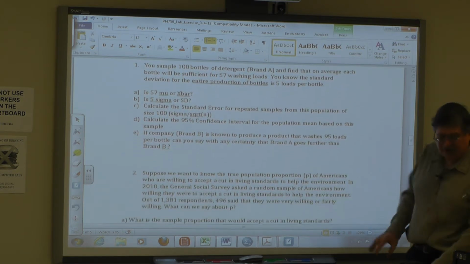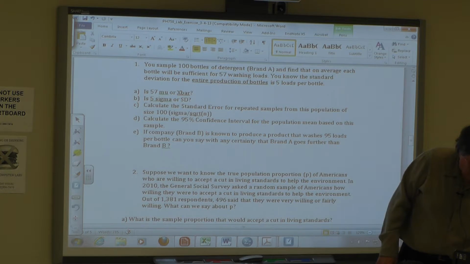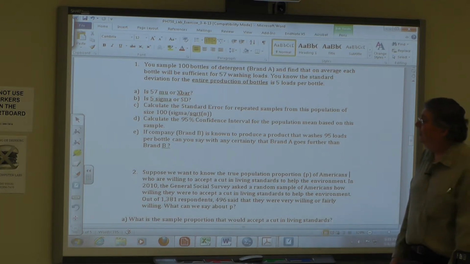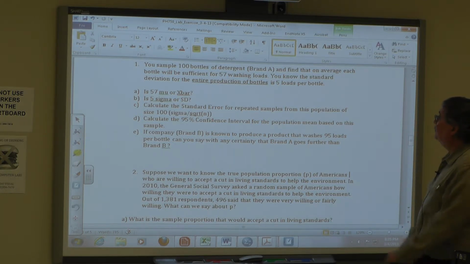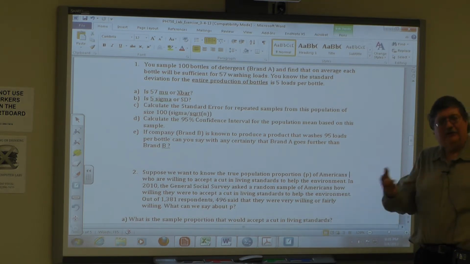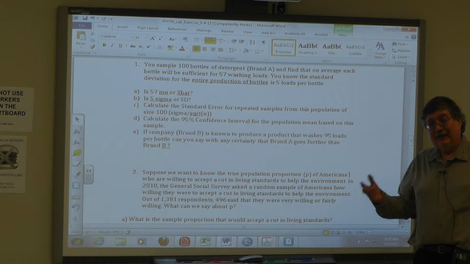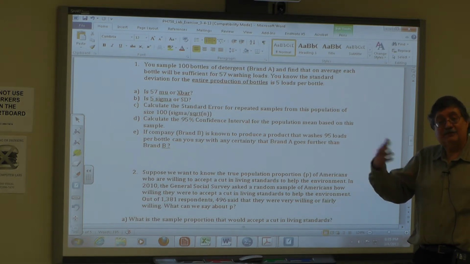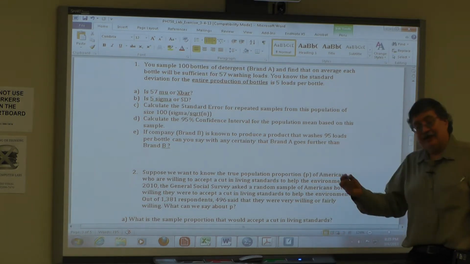Now, I put some exercises in here that we can do together and that you guys can continue on your own. For instance, you sample 100 bottles of detergent, brand A, and find that on average, each bottle is sufficient for 57 loads. You know that the standard deviation for the entire population of bottles is 5 loads per bottle. A little bit tricky there, right? Why would I know the standard deviation for the entire population? Sometimes you have an estimate of it because some other study did a very large sample or something like that.